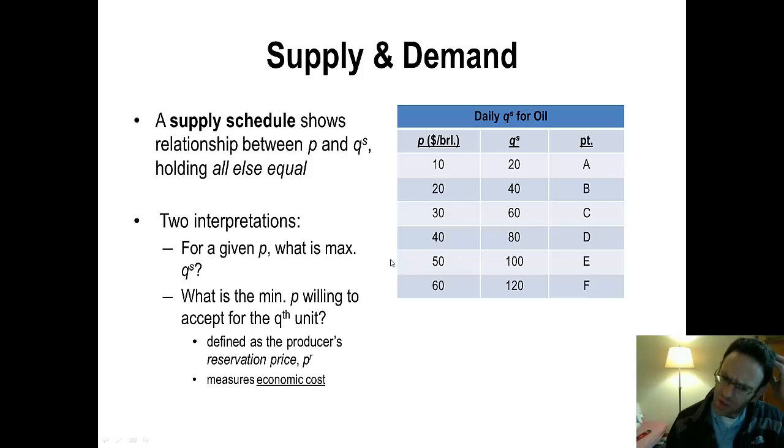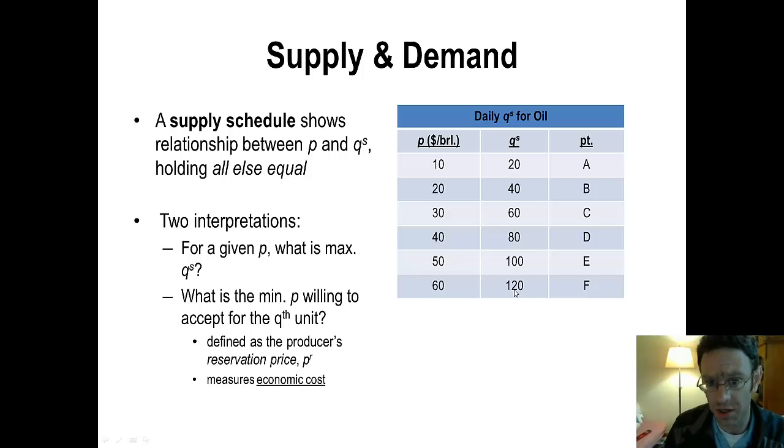Now, there are two ways to interpret what the supply schedule is actually telling you. One way is to start with price, so for instance $10 a barrel, and solve for the maximum quantity that the market is willing to supply at that price. So at $10 a barrel, the maximum quantity that sellers are willing to supply is 20 barrels. At $60 a barrel, the maximum quantity supplied is 120 barrels.